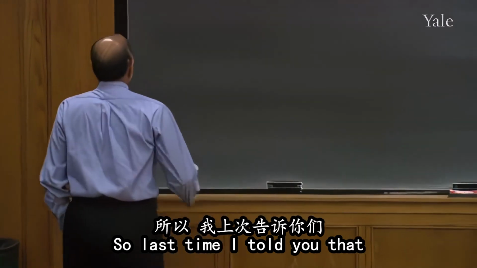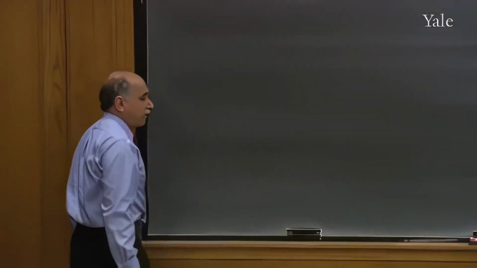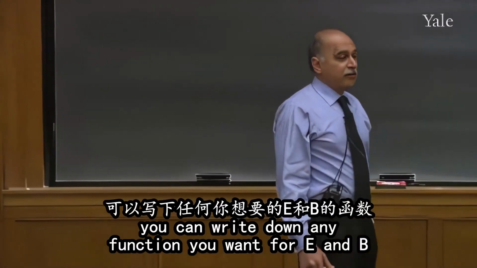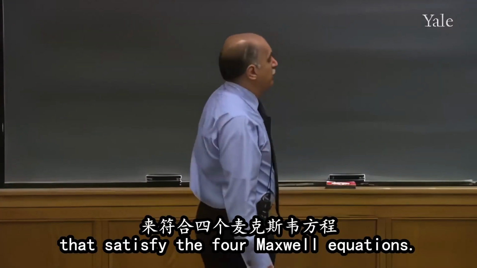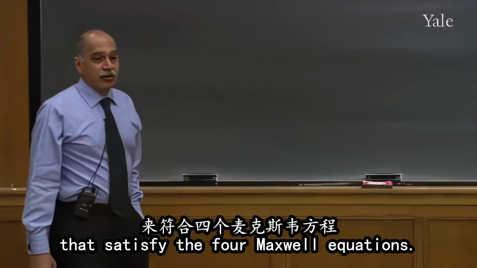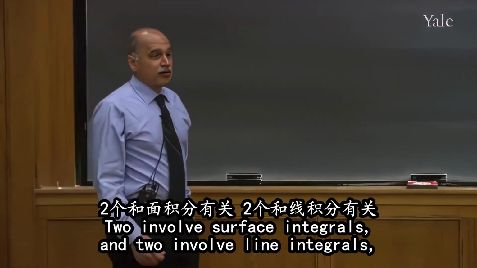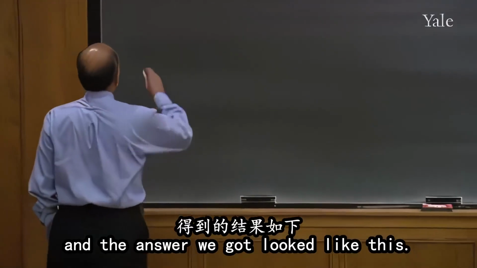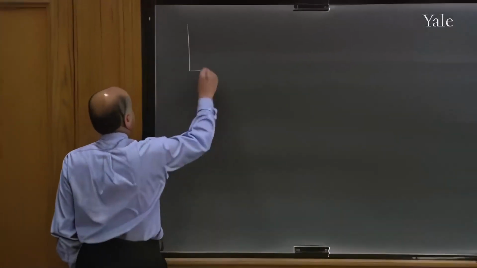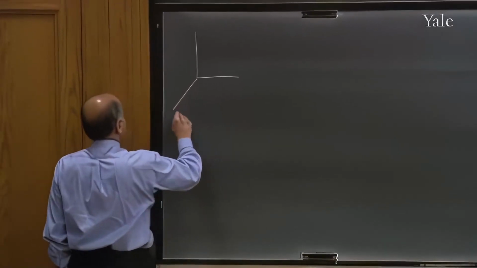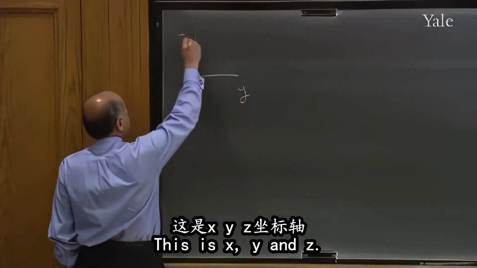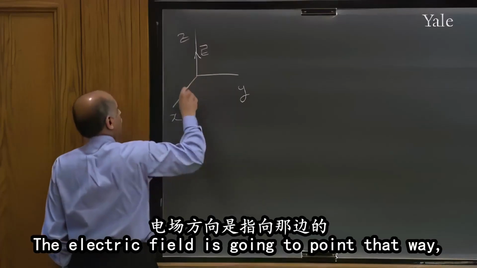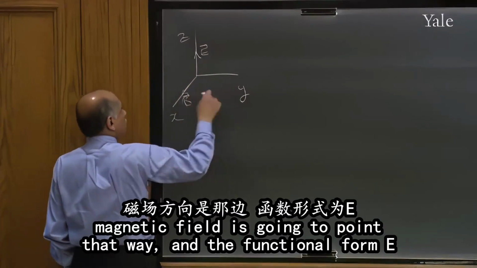So last time I told you that if you want to solve Maxwell's equations in free space, you can write down any function you want for E and B if they satisfy the four Maxwell equations. Two involve surface integrals and two involve line integrals. And the answer we got looked like this. This is x, y, and z. The electric field is going to point that way. The magnetic field is going to point that way.